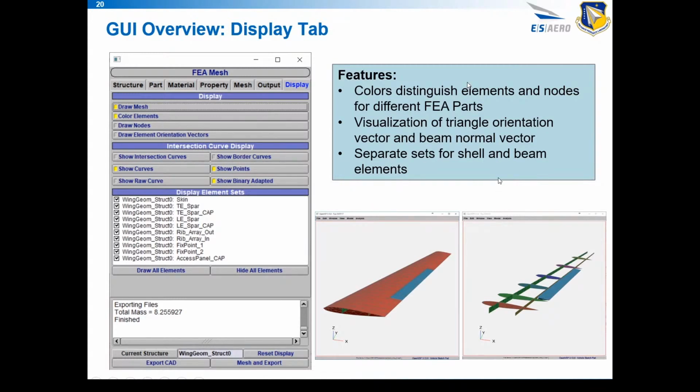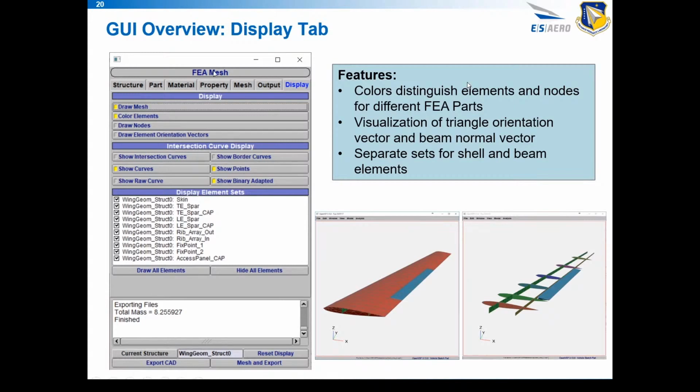We color everything differently so you can identify them. You can't change those colors. There's no user control for that, unfortunately, at the moment. But in the display element set, you can show or hide any of your sets of elements. So you can hide the OML, you can hide a certain spar, things like that.